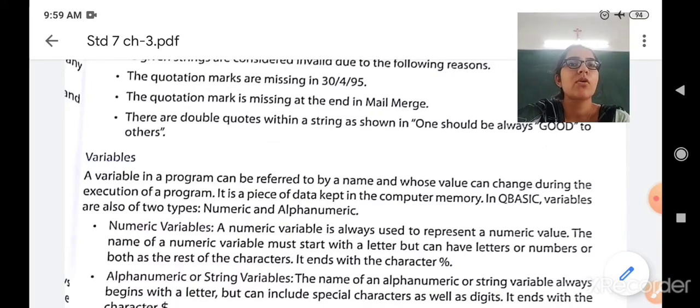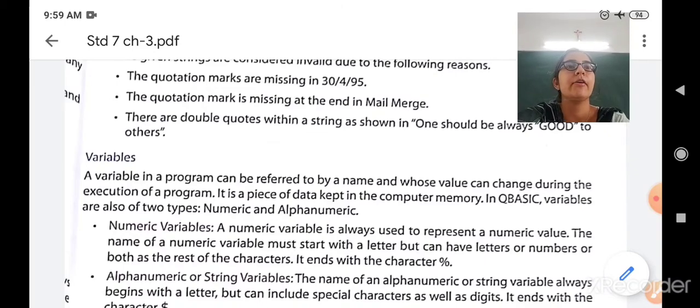So the numeric variable is used to store number values, and the name of the variable must start with a letter, whether it is x, y, z, a to z. The name of the numeric variable, the variable in which we are storing the values, should start with a letter and can have letters or numbers both as the rest of the characters. So it can have letters and numbers, but the first character must be a letter, and it ends with the modulus sign.